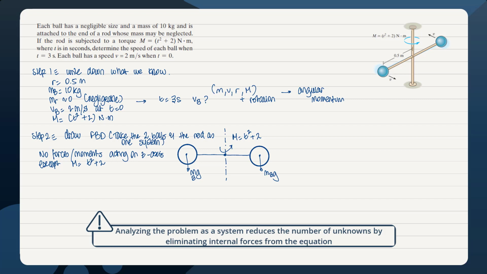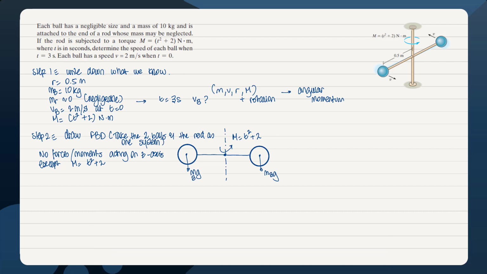So we have the weight of the two balls, m_b g and m_b g, and the moment applied at the axis, which is t squared plus 2. So just looking at the forces and the moments here, we can see that the weight does no moment whatsoever about the center of rotation, since the weight is parallel to the axis. So our only contributing component is the moment t squared plus 2.